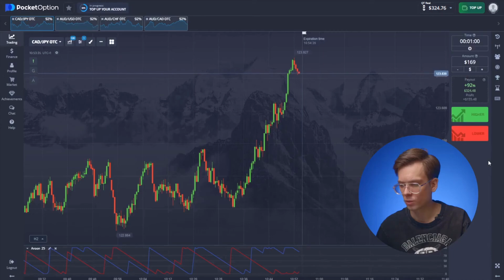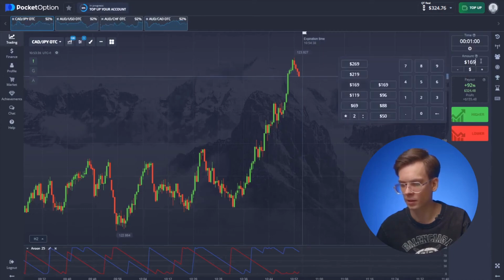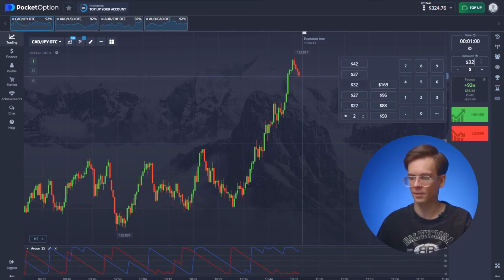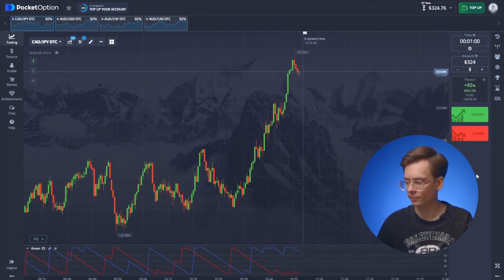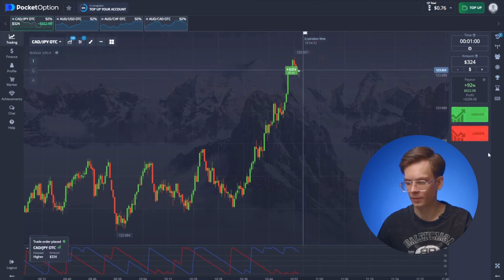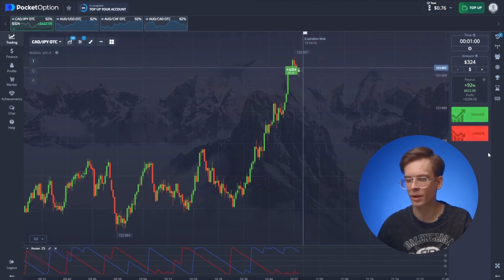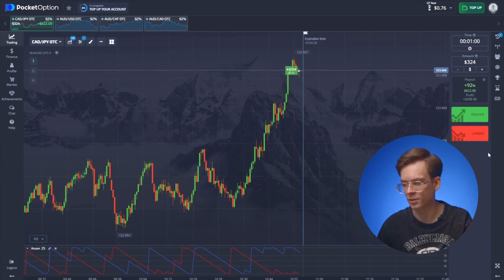Moving on. Skipping Aussie and Canadian for now. It's gonna be Canadian and Yen. Investing the entire amount and going long. It seemed like there was a reversal on the chart, but it turned out to be just a minor retracement. Arun helped me understand that the uptrend will continue.